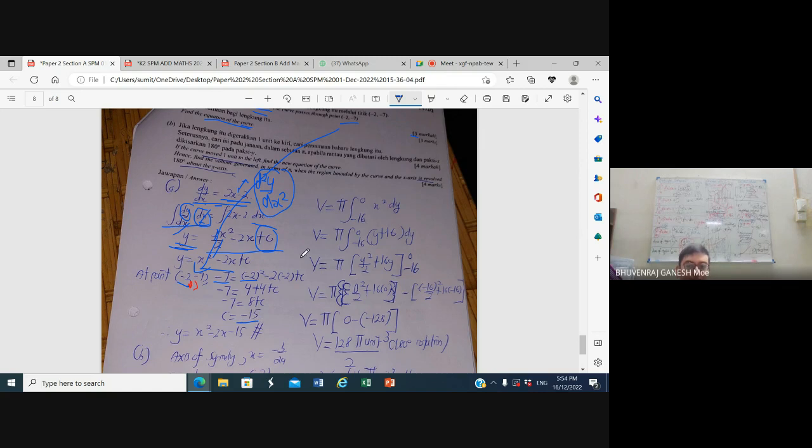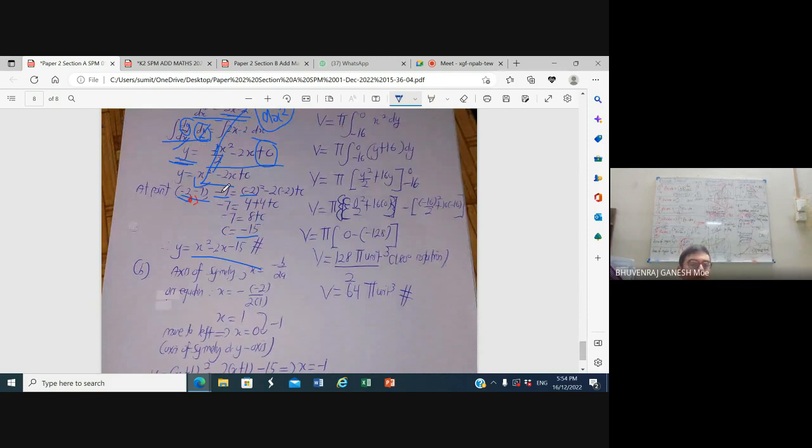That's why they gave you this coordinate. If they never give you this, you cannot find your c, then you cannot get this equation down here. So that's the reason they always give you a coordinate. So make sure when you find the equation of a curve, at least one coordinate must be there. Otherwise, you cannot find this value.